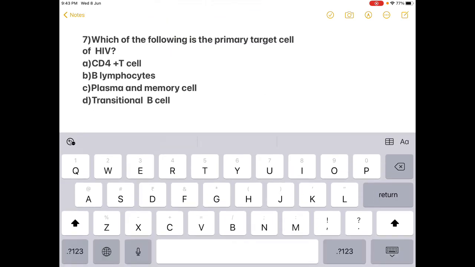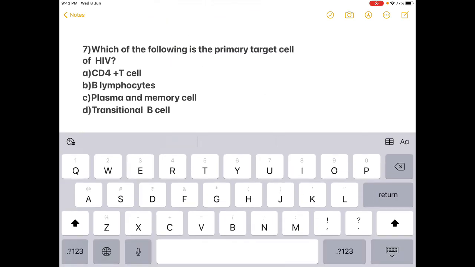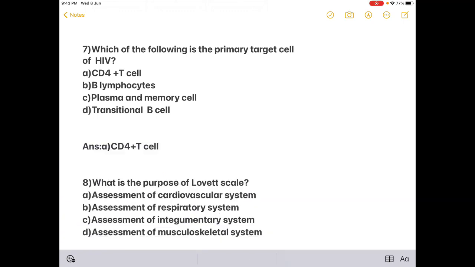Next question. This is also a very commonly asked question. Which of the following is the primary target of HIV? CD4 plus T cells, B lymphocytes, plasma and memory cells, transitional B cells. The correct answer here is A, CD4 plus T cells. The primary target of HIV is CD4 T cells.